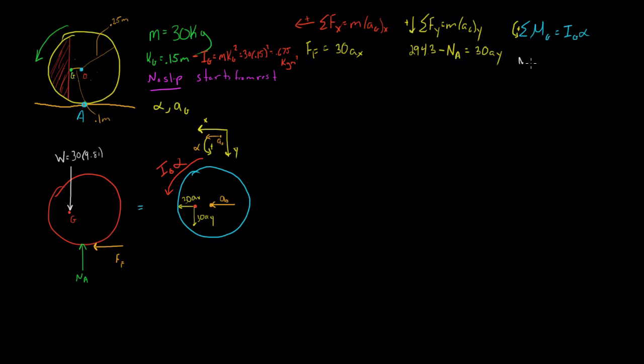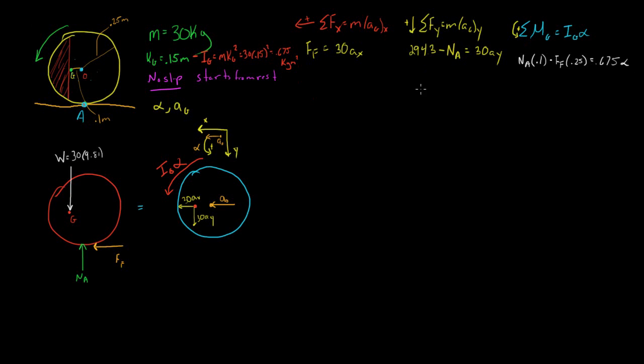So we're going to have a normal force, NA, times the perpendicular distance, which is 0.1. And we're going to have a frictional force, which is going to want to rotate tail first, so it's going to be a minus frictional force times the perpendicular distance, which is 0.25. And this is equal to this 0.675 times alpha.